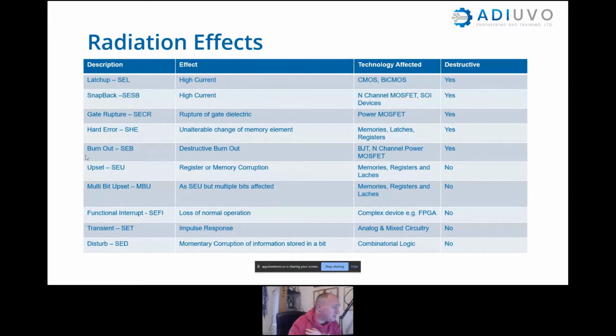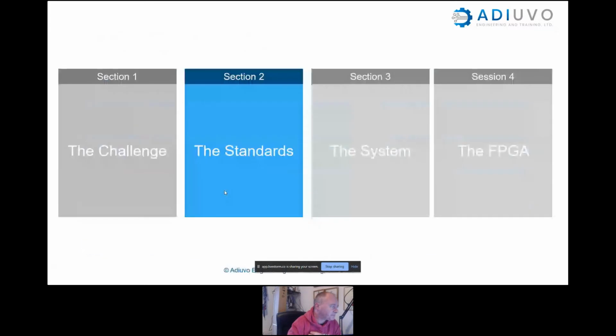But the ones as FPGA engineers that interest us are the ones down the bottom, these ones down here: the upset, the multi-bit upset, the functional interrupt, the transient and the disturb. And basically what they're going to do is change the functionality, the contents of our logic circuit, and we're going to have to mitigate to correct for that. Maybe it's going to change how a state machine works. Maybe it's going to change how the configuration of the FPGA itself is. And we're going to learn how to manipulate that and work with that.